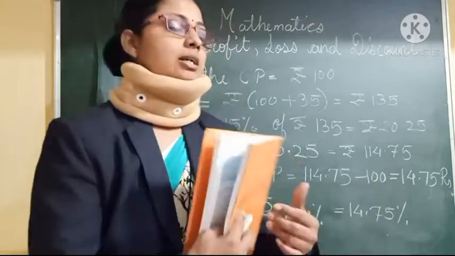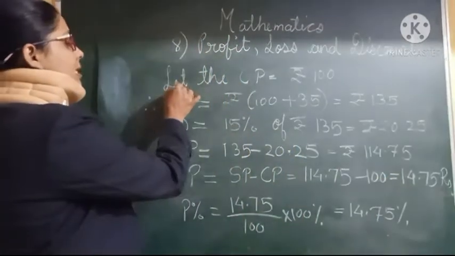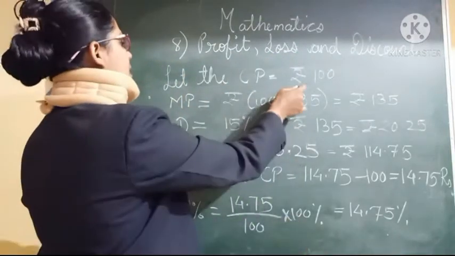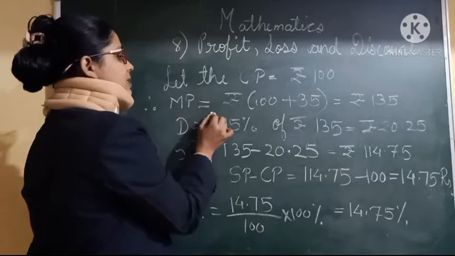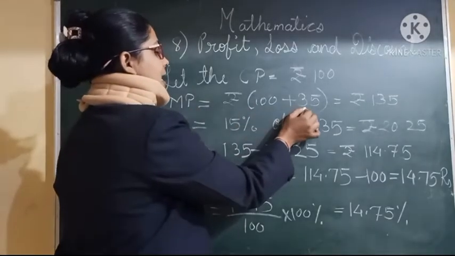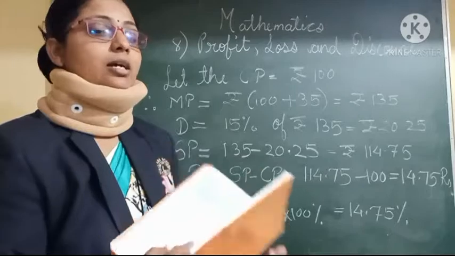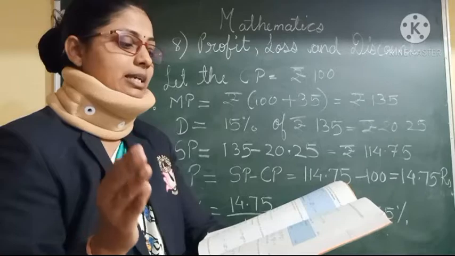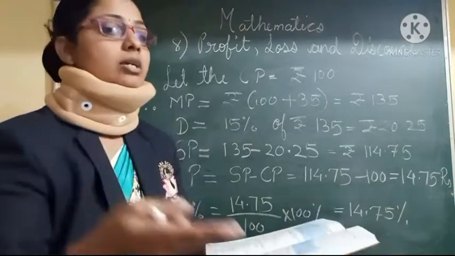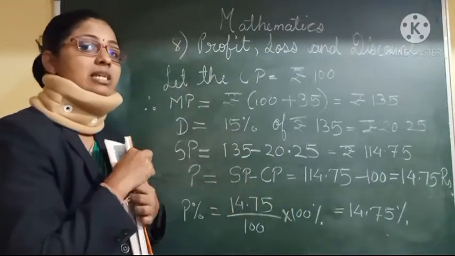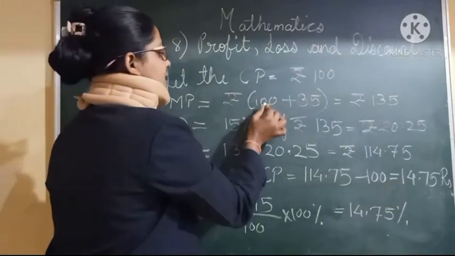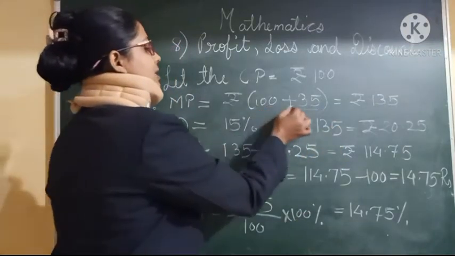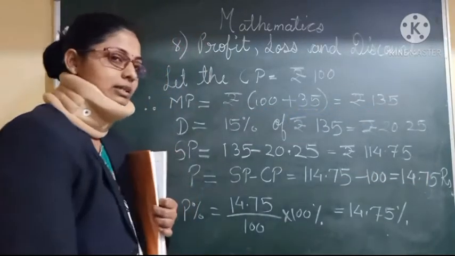So in this question, let the cost price be 100 rupees. So the mark price will be 100 plus, as it is said in the question that the mark price is 35% above the cost price. Above the cost price means addition. So cost price 100 and this 35%, so 100 plus 35 will be 135.